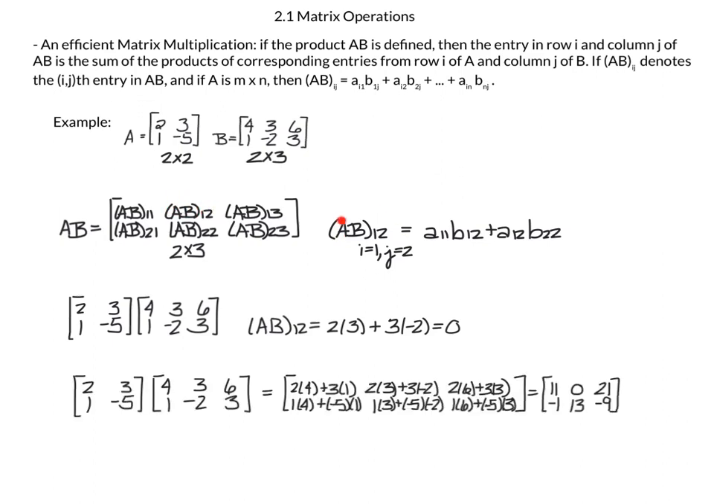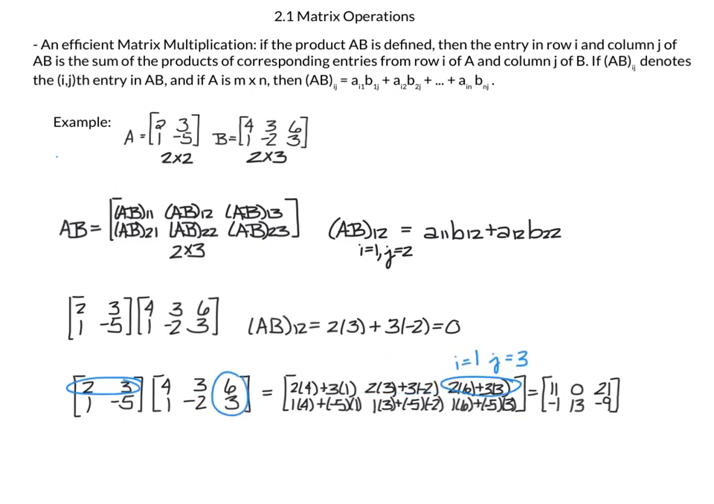Honestly, doing it this way is really awkward. So what you normally do is, when you're going for the ith row, jth column, you take the ith row times the jth column. For example, if we're looking at i equals 1, j equals 1, we take the dot product of the first row with the first column. So that's 2 times 4 plus 3 times 1. Now, if we want the term in the first row, second column, we multiply the first row times the second column. That's 2 times 3 plus 3 times negative 2.